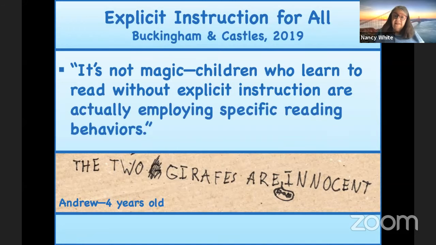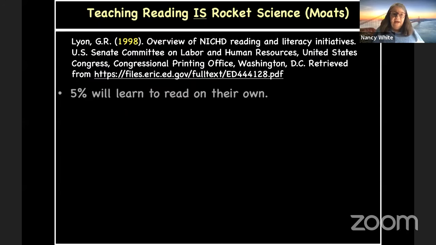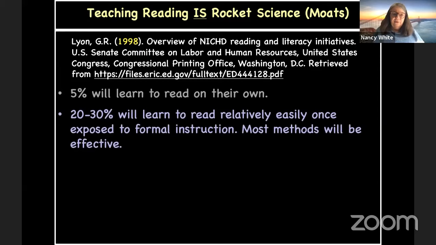So, but still, it's not magic. Even that 5% of children who learn to read without explicit instruction are employing specific reading behaviors. So they learn them either from their exposure to print, and they seem to be prone to be able to do that without instruction, but they still learned it and they're using the behaviors. That's the statistical learning that we're hearing a lot about. Okay, so back to the Reid Lyon testimony.